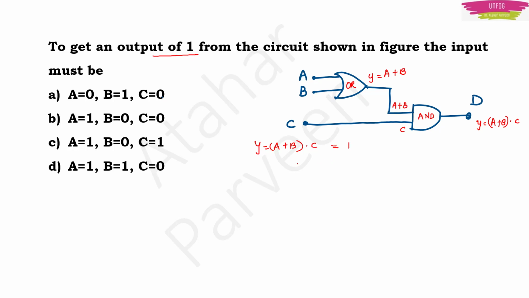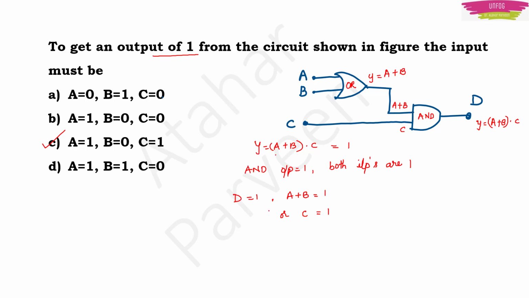And this is an AND gate. For the AND gate, remember the truth table. For the AND gate, your output is going to be 1 only if both inputs are 1. Here the output Y is given as D. This D will be equal to 1 if and only if both A plus B is equal to 1 and C is equal to 1. Now see the options. There is only one option where C is equal to 1 and this is C, where C is equal to 1, A is 1 and B is 0.